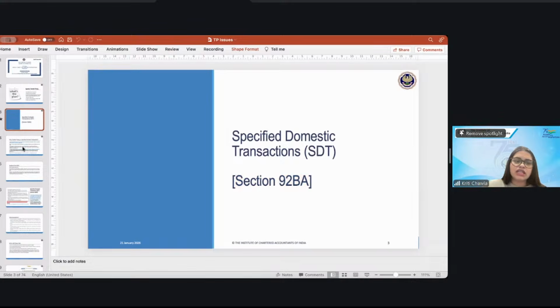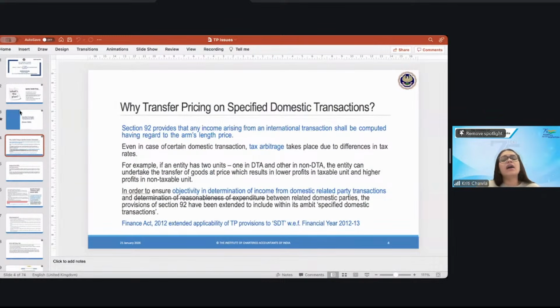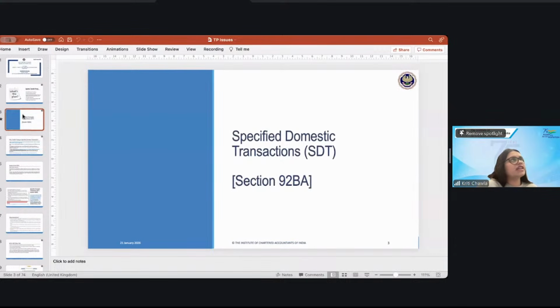Now, my question is, if there is a transaction between two Indian entities, do you think a tax arbitrage is something which is possible? Do you think a tax arbitrage is possible if there is a transaction between two Indian entities? Do you think there is tax avoidance which can be applicable if there is a transaction between two Indian entities?